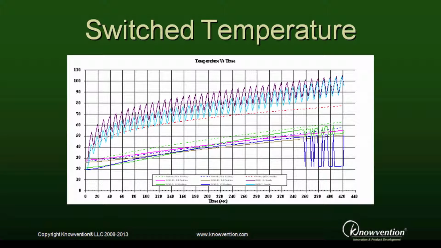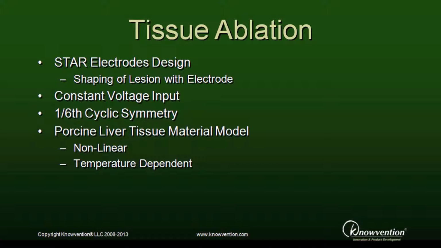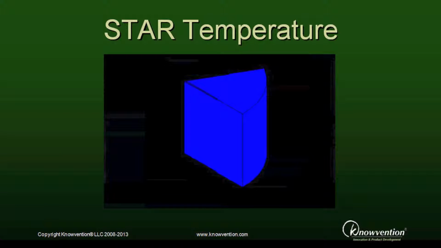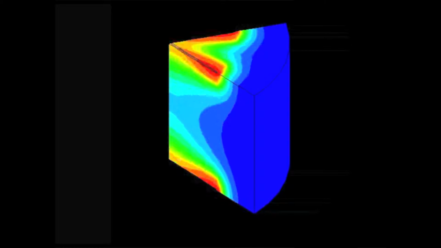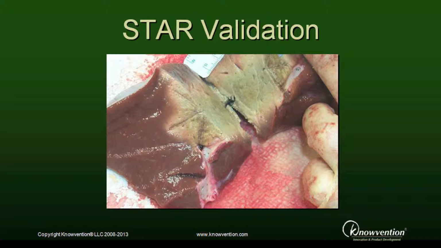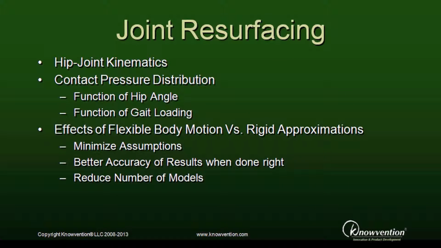A plot of the temperature versus time at various locations along the electrodes shows good correlation of the model to testing. A third tissue ablation example shows the effects of electrode shape on lesion shape. Here we use constant voltage and a 1/6 cyclic symmetry along with the liver tissue model. We can see the shape of the temperature profile in this animation. The star shape of the lesion is evident in this test specimen, correlating well to the model.